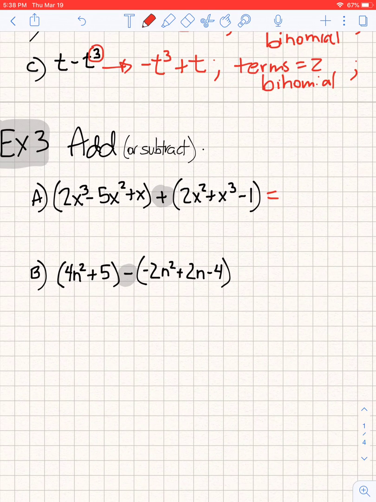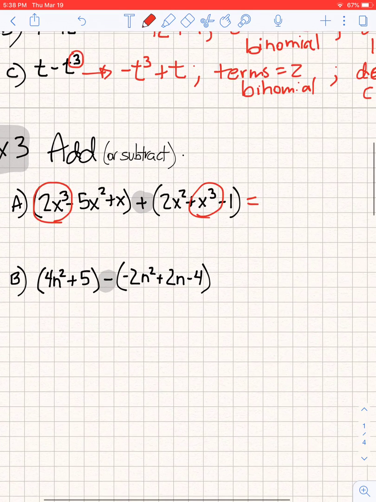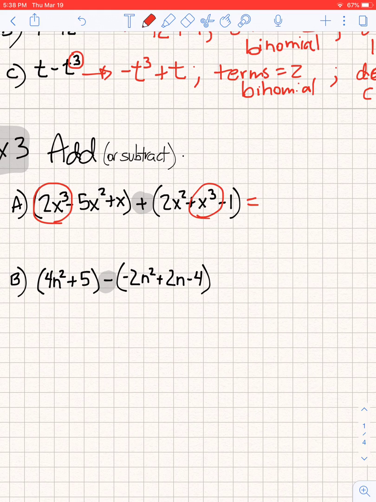When we add, this is where the apples and the oranges come into effect. We don't want to add things that are not alike. So for example, you can't add 2x cubed to 5x squared because their exponents on the variables are different. So we're going to look for things that have the same exponent. And so I see, okay, well, I've got a 2x cubed, and let me take a pen here and just circle all the cubes. And so I have a 2x cubed and a x cubed. Remember that there's a 1 in front of the x cubed.